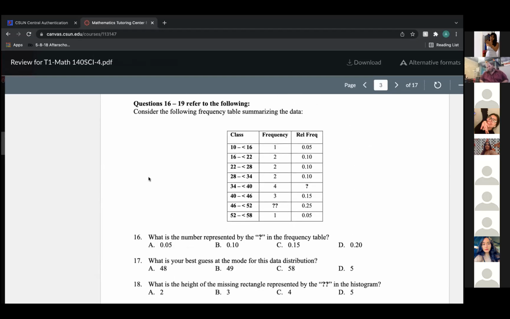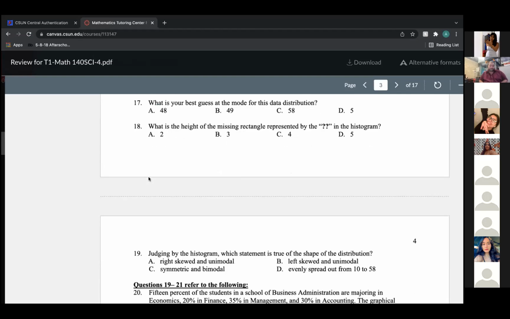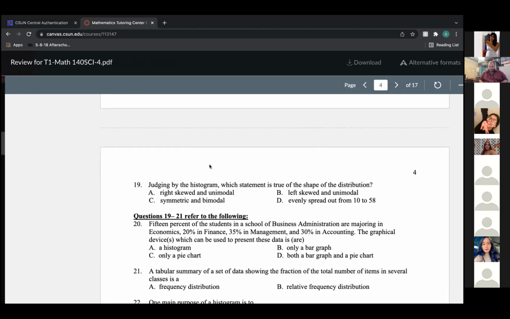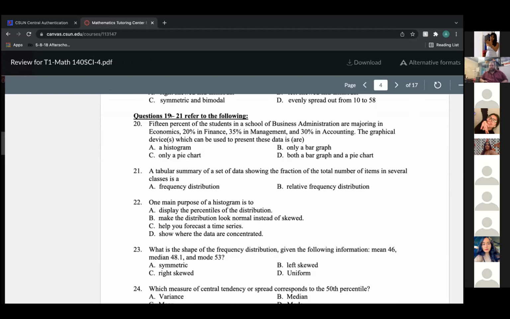So 1, 2, 2, 2, 2, 4, 3, 5, 1. Visualizing that, it looks like we got a tail on the left. So it looks like it is left skewed and unimodal. So I would go for B for that one. What does unimodal mean? Has one mode. Oh, okay. As opposed to bimodal, which has two modes, or trimodal, which I guess is three modes. But usually we just stop at that.